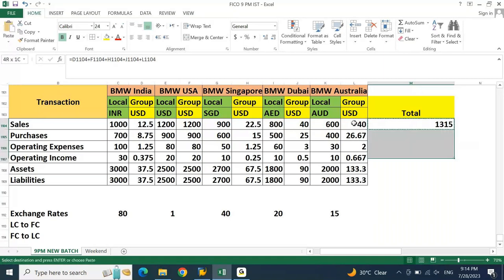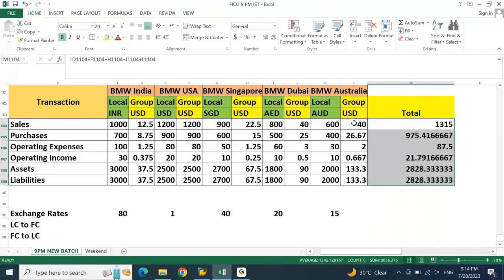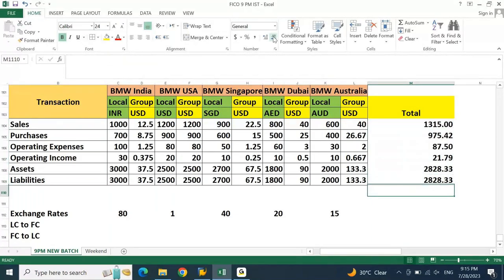Similarly, if I put the same formula here, this is what I am getting. So I'll remove the decimals. Now if I do a sum for this, I don't do a sum for this. So this is my total. If I wanted to tell what is my total sale, I am telling my total sale is 1315.00, because I am doing a total for this. Let me put this also in the same color so that we will not get confused.